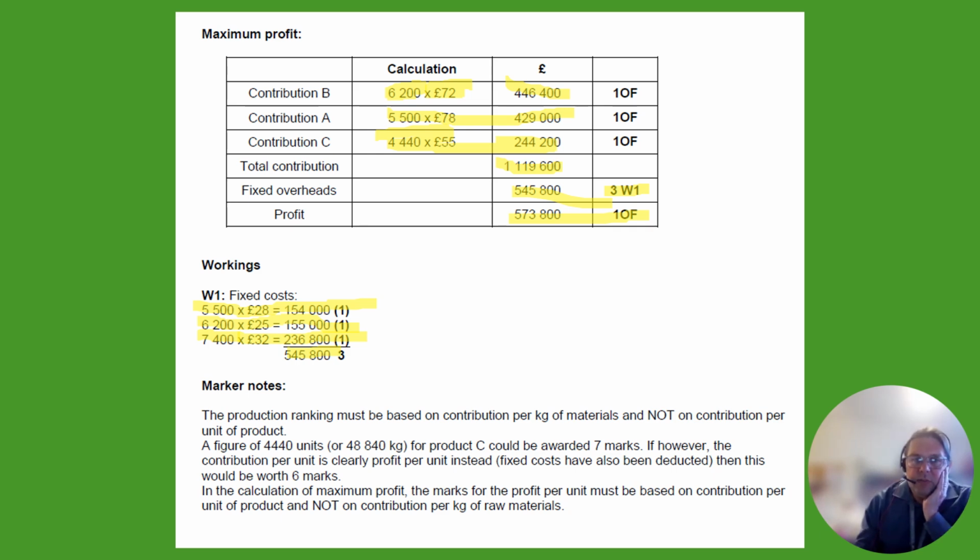So they've given you some other bits. If they saw the 4,440 for C, you can just get the 7 marks anyway. If we do it by profit per unit instead, then you can only get 6. For the calculation of maximum profit, the profit per unit must be based on contribution, not contribution per kilo. So obviously just keeping that in mind. But step by step, this is achievable, but you've got to go from the beginning, work out the limiting factor, contribution, very clearly laid out workings, and you can get 14 out of 14 on this.